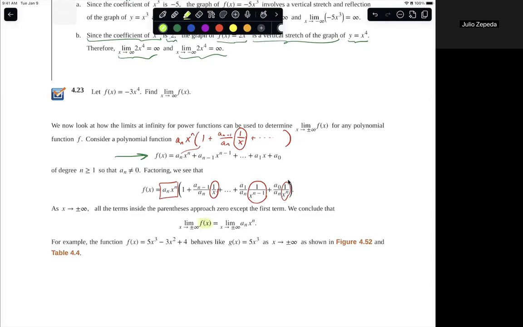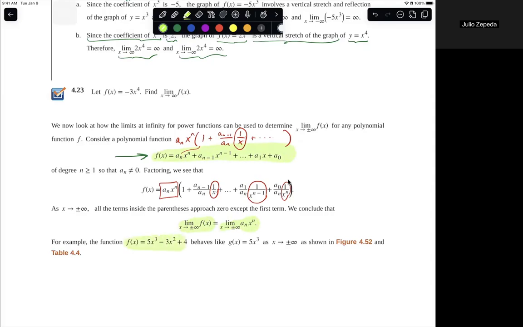So the limit of the function f of x, where f of x is a polynomial, really is just equal to the limit as x approaches positive or negative infinity of that leading term, a sub n x to the n. So the simplified version here is just look at the leading term, take the limit of that term, and that's the limit of the polynomial.